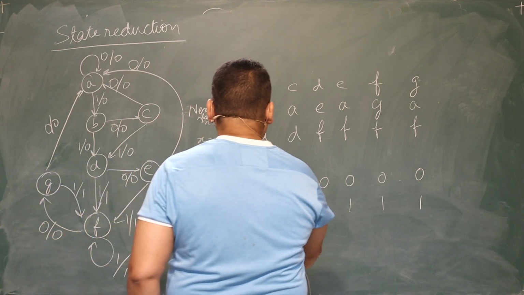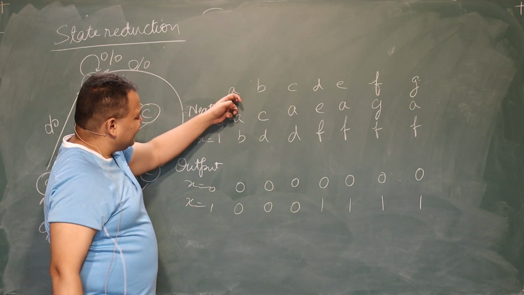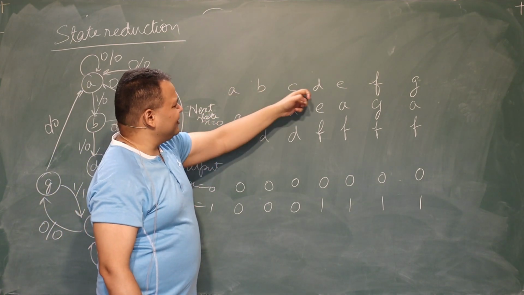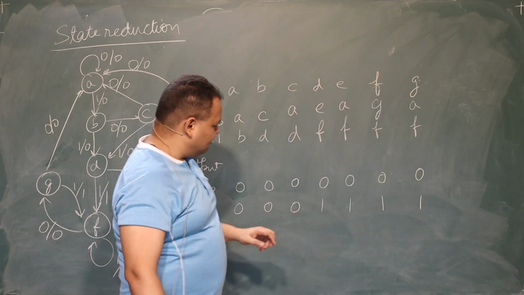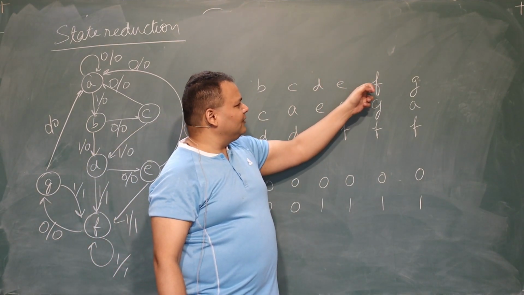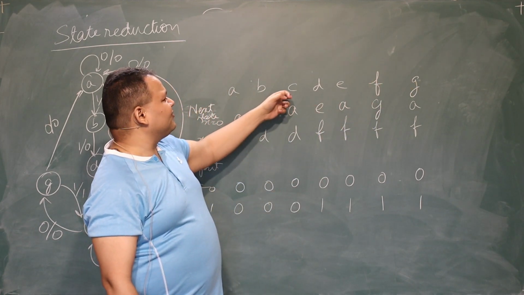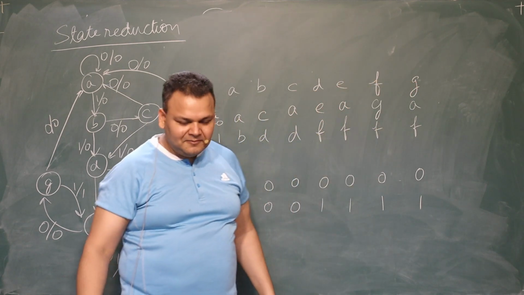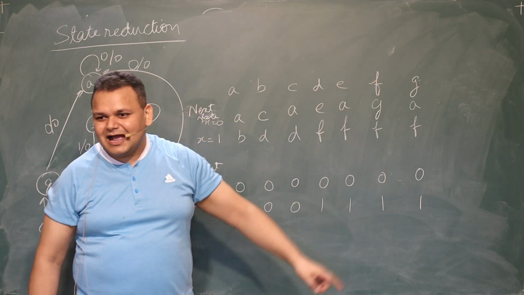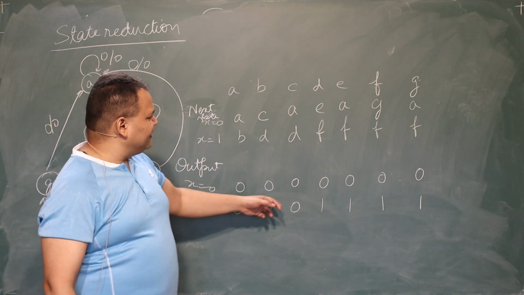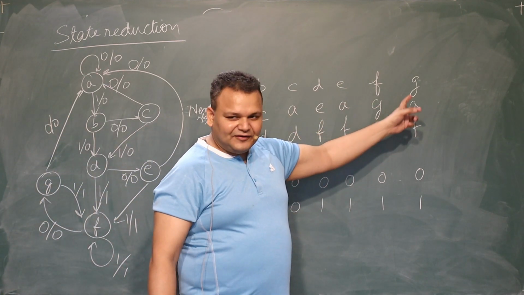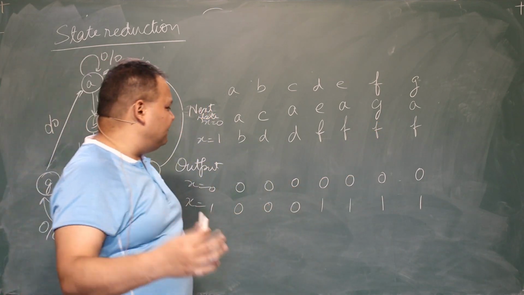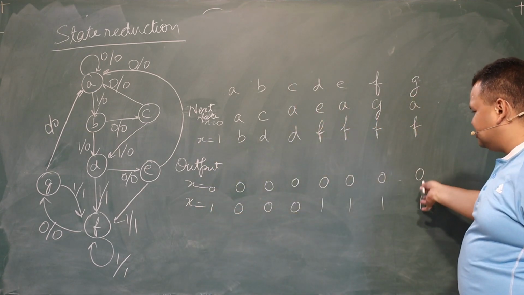So let us start the comparison of A: A with B, A with C, A with D, A with E, and so on. We can immediately rule out the possibility of equivalency between A and D, E, F and G. Why? Look at the output. The output of A is very different from the outputs of D, E, F and G. So there is no possibility of A being equivalent to any of those states.